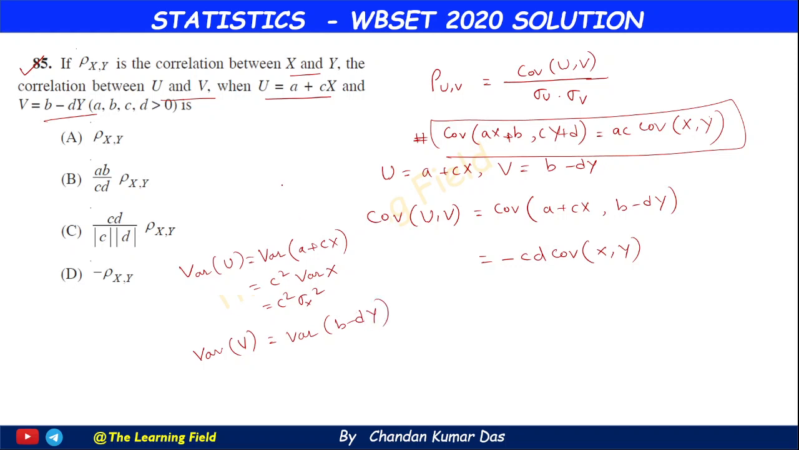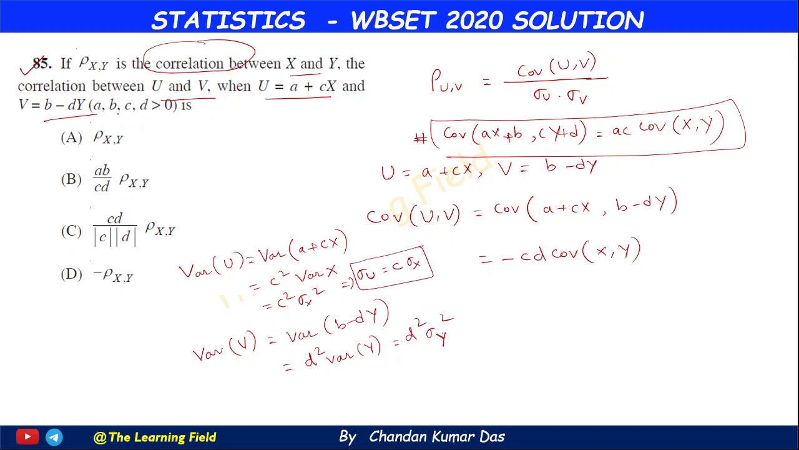This question is based on the chapter correlation coefficient. So this is equal to d square variance of y, which we can write as d square sigma y square. This implies that sigma u is equal to c sigma x.